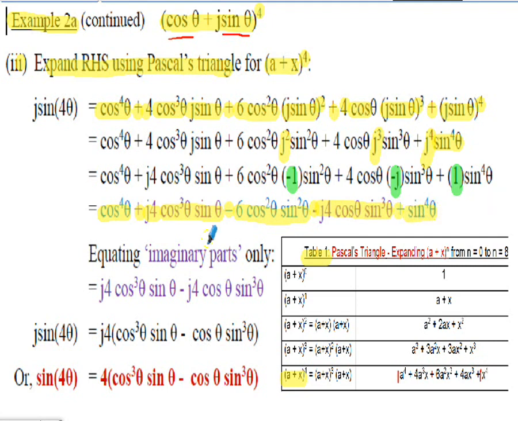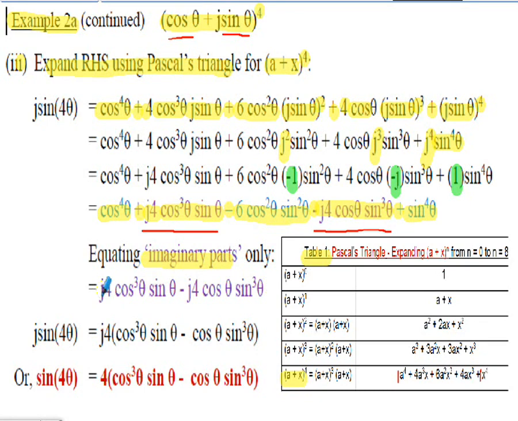theta. So now, as mentioned on the previous slide, we're only going to equate the imaginary parts, because on the left hand side we have j sine 4 theta on the previous slide, so on the right hand side we're only looking for the imaginary j terms. So reviewing the right hand side of the identity, we have an imaginary term here and an imaginary term here. Notice this one is negative.